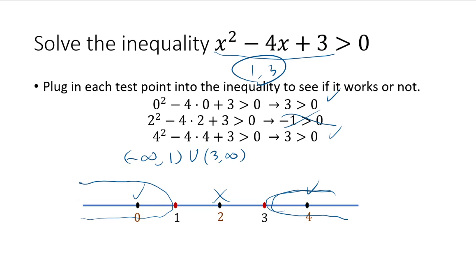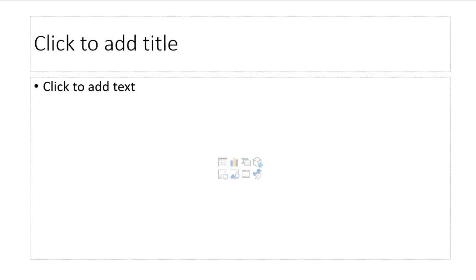Let me do another question, and this time let's make something slightly more complicated by putting minus in front. So let's say you have negative x squared plus 5x and then minus 6. Okay, and then it's, let's say, bigger or equal to 0.